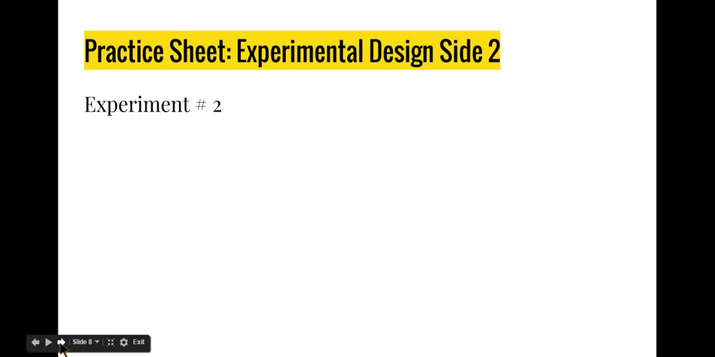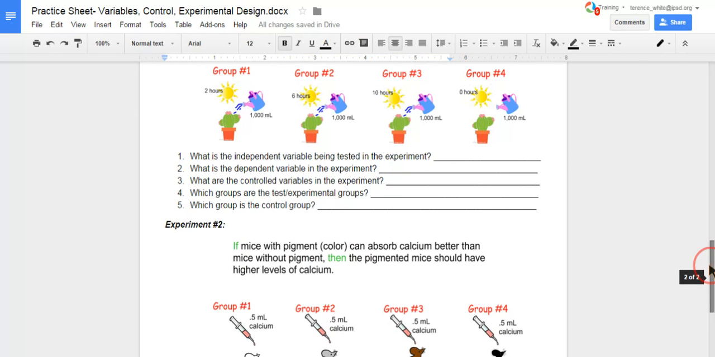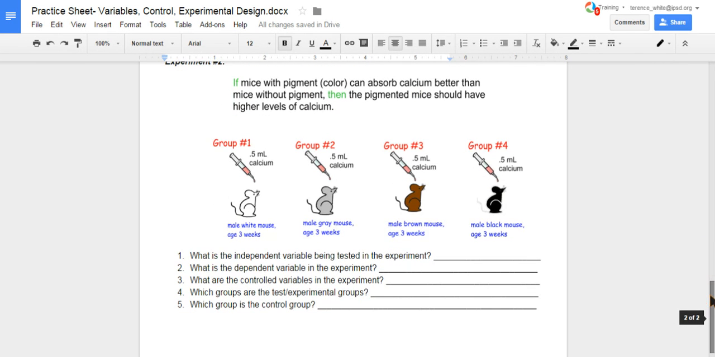Let's take a look at these answers again. Same thing. Someone please read the if-then statement about mice. Scroll down. Read the statement right here. Thank you for reading that.